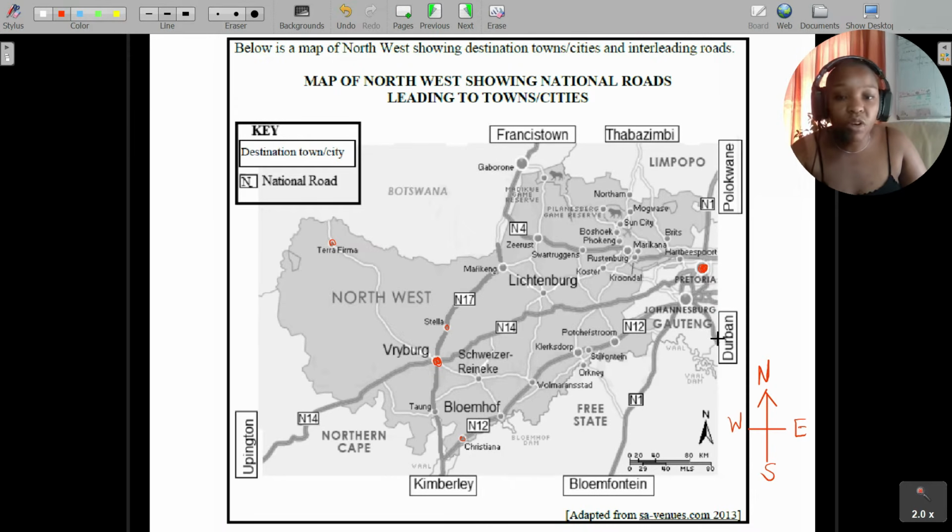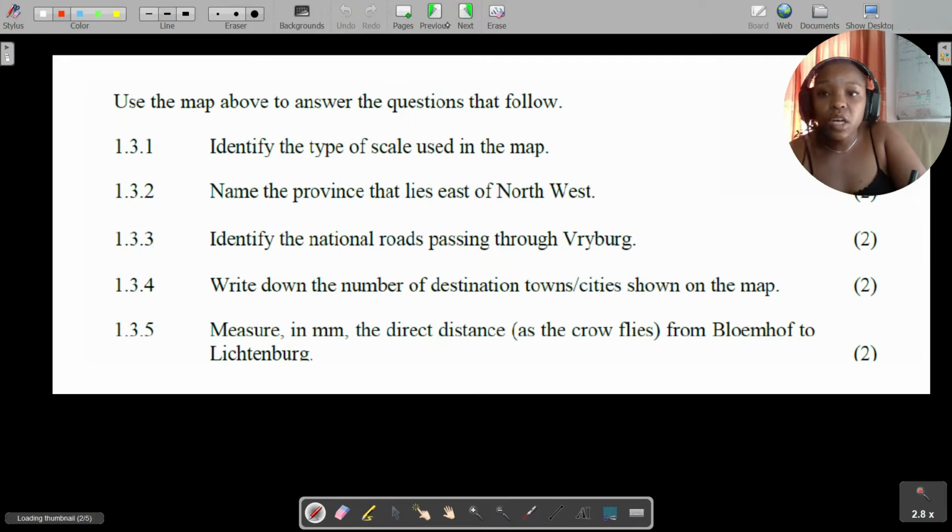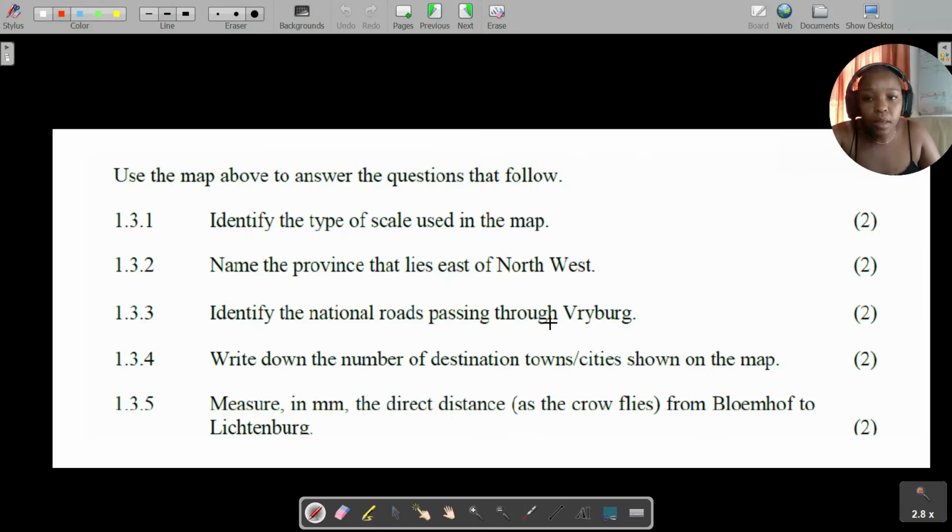So I think we're more than ready to basically have a look at the questions that are given to us. So let's have a look at the first questions, right? Let me just make myself a bit smaller here, okay? So all the time when you get to your exam, and you're reading your questions, also have a look at the mark allocation, because that gives you an indication of how much you need to answer or how little you need to answer. Okay, so please take note of the mark allocation that is given to you there. It says use the map above to answer the questions that follow.